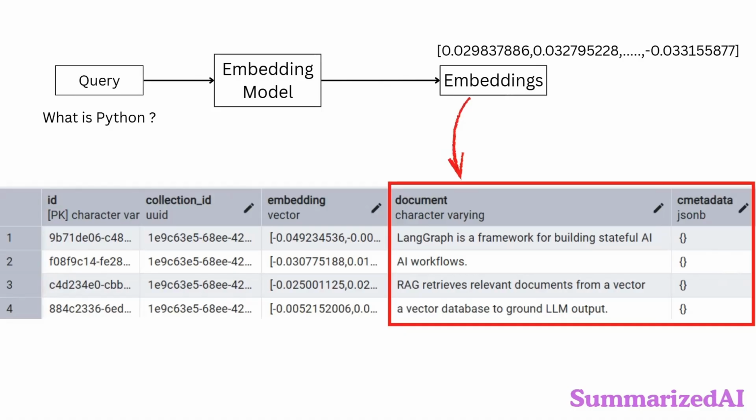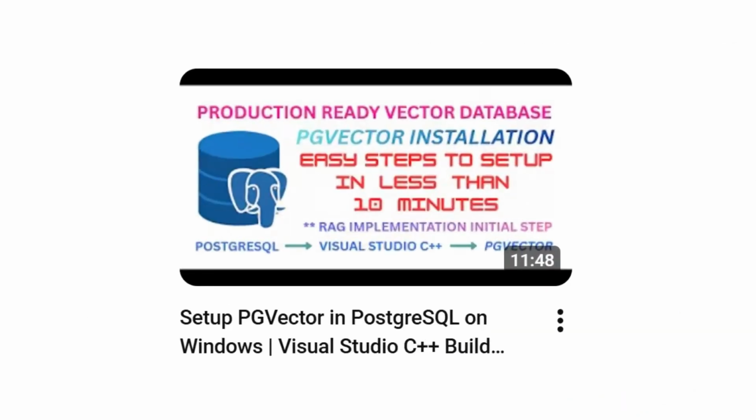Now let's go to Visual Studio and start our implementation. Before we start our development, we require the PG vector database to be available in our local. To install this PG vector database, I have already created this particular video. It is a very detailed video which will allow you to install the PG vector database in local in less than 10 minutes. Now we can go ahead and start our development.